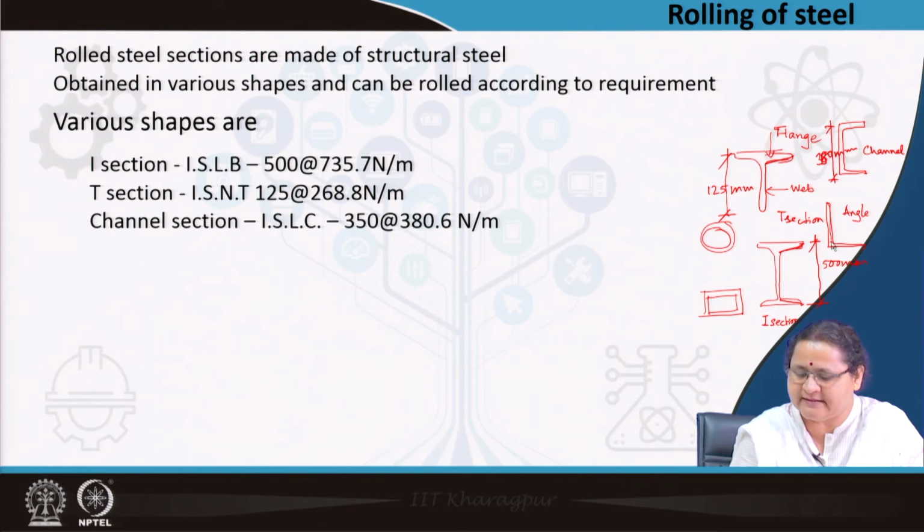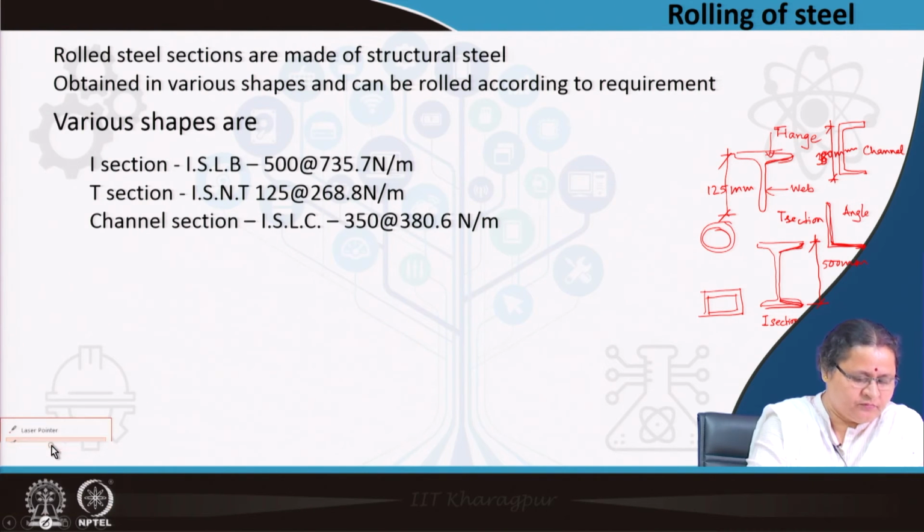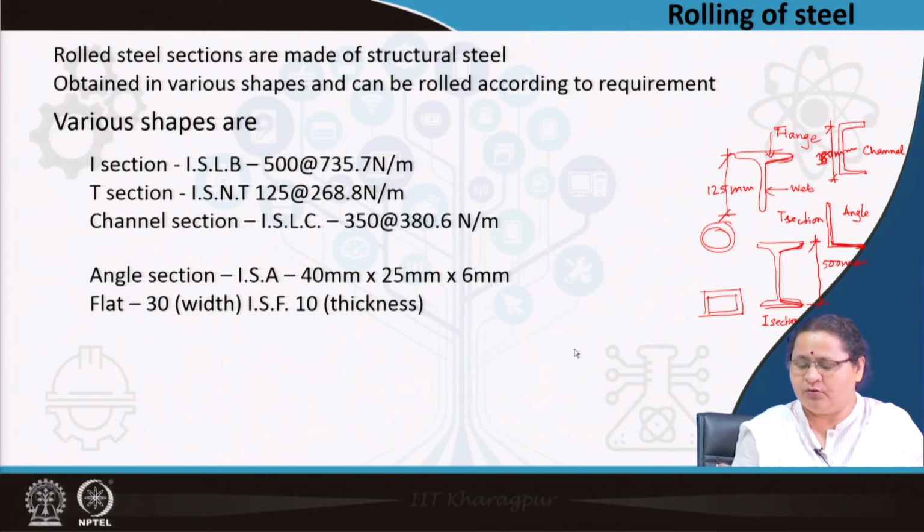You see this is an angle section. This will also have an inner slope, it will slope outside, meaning it will be tapering at the outer end. That is the angle section ISA 40 into 25 into 6 millimeter. Here the weight is not given. It is written as one of the arms is 40, the other arm is 25 and the thickness is 6 millimeter.